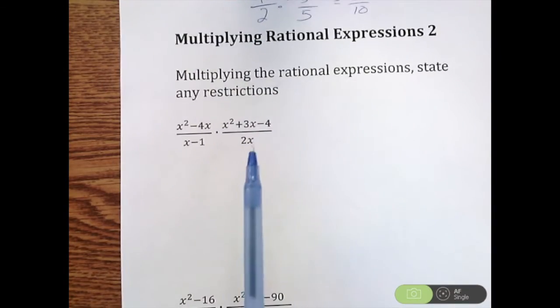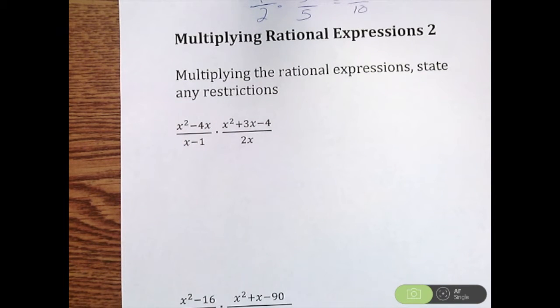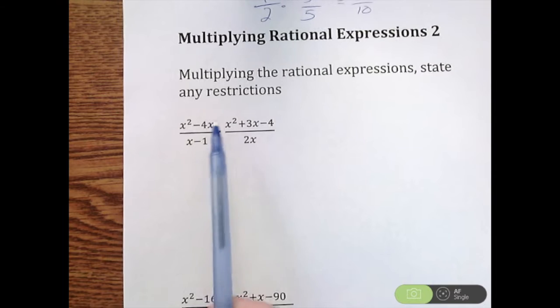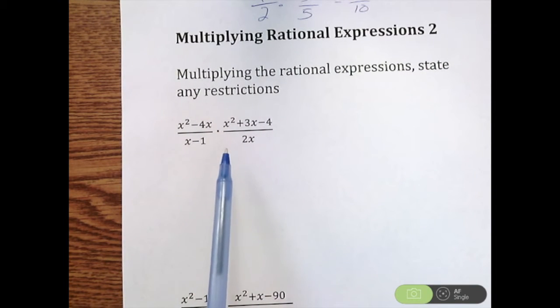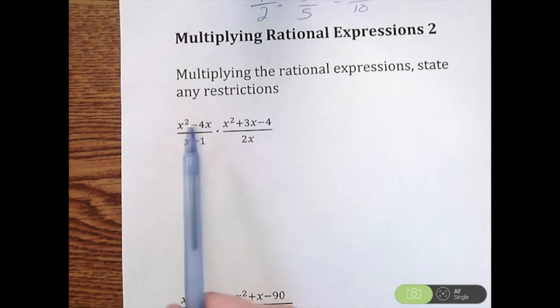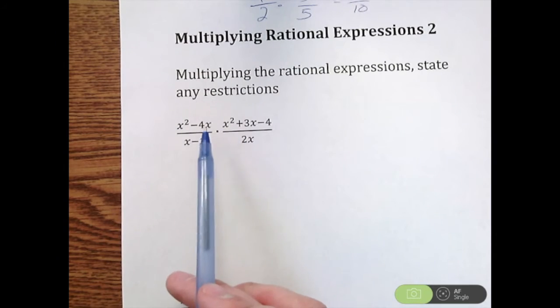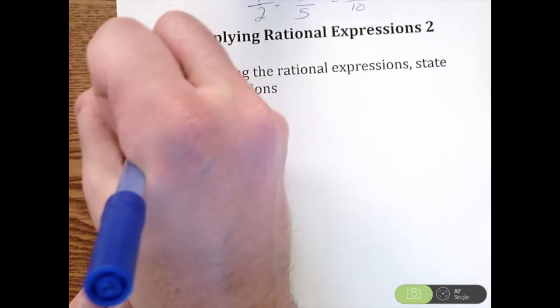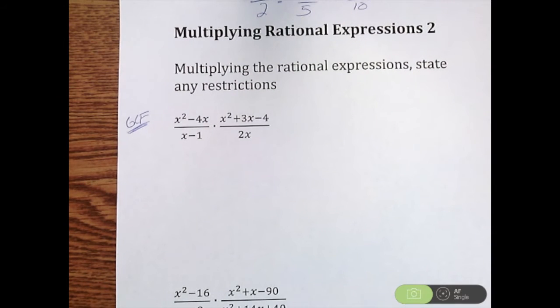So when I'm multiplying the rational expressions, I need to state any restrictions. A lot of what's going to happen is it's going to happen up top and it's going to happen up bottom, the numerator and the denominator. So first thing I'm going to do is factor both my numerators and both my denominators. When I'm factoring, always look for a GCF first. That's a commonly missed piece.